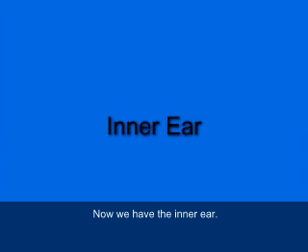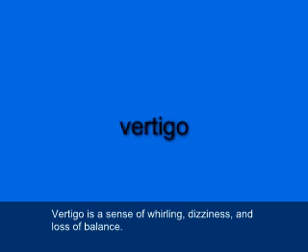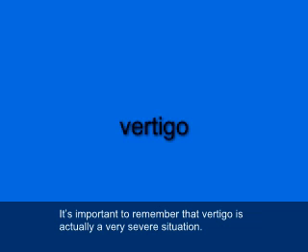Okay, well that covers the middle ear. Now we have the inner ear. And the first term relating to the inner ear is vertigo. Vertigo is a sense of whirling, dizziness, and loss of balance. And it's important to remember that vertigo is actually a very severe situation.